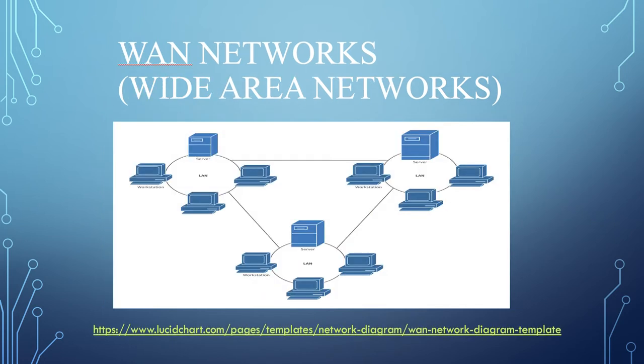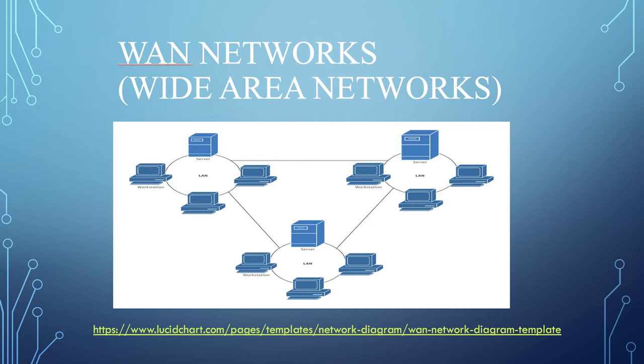WANs, or wide area networks, are a bunch of different LANs connected to each other. The best way to look at this is that the internet itself is one huge network of millions of connections all connected together. It's also used to connect, say, a couple of buildings or different offices spread out over the course of a city. That would be another example of a wide area network.